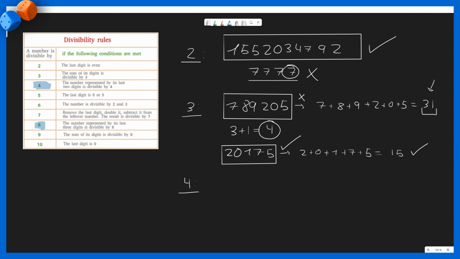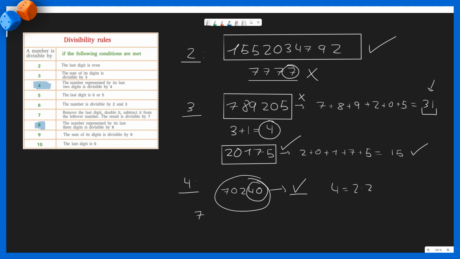Number 4. A number is divisible by 4 if the number formed by the last 2 digits is divisible by 4. In this case, 40 is divisible by 4, so this number is divisible by 4. But we can say 4 is equal to 2 times 2. So if we wanted to know if this number was divisible by 4, we could also check if this number was divisible by 2 twice.